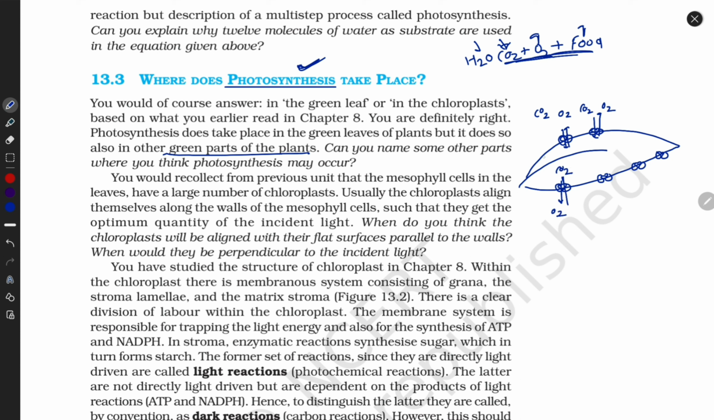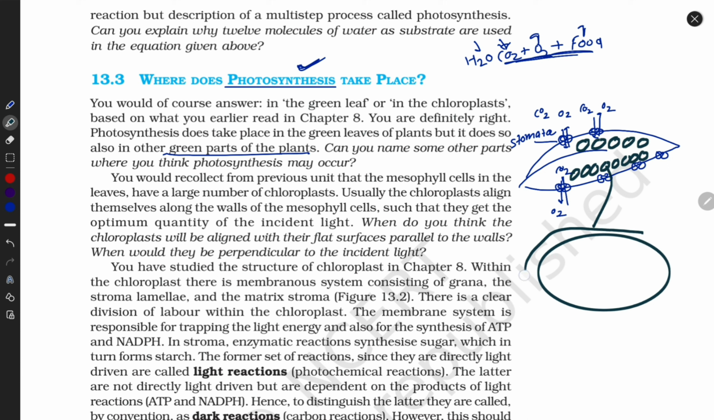This phenomenon is done by whom? Stomata. Now, leaves also contain mesophyll cells. And mesophyll cells contain what? A double membrane structure. The name is chloroplast.